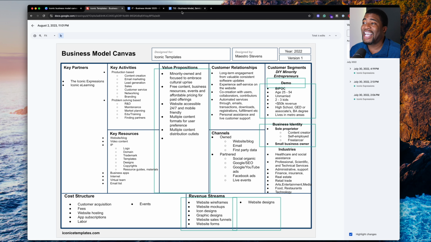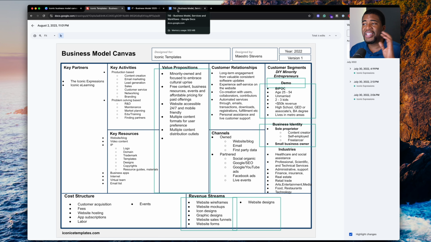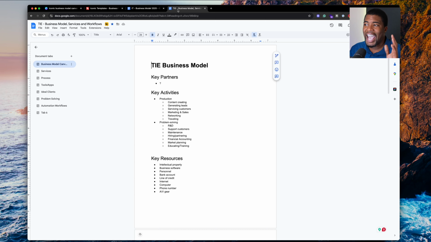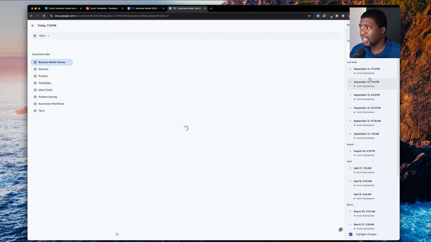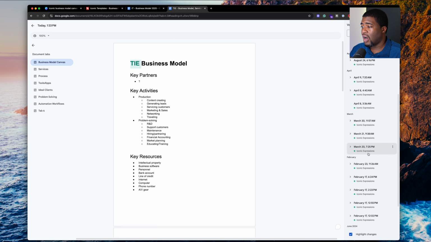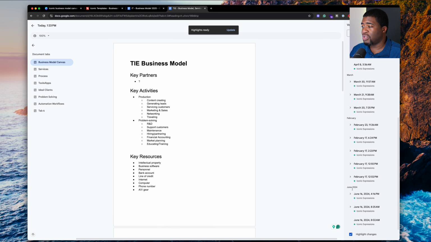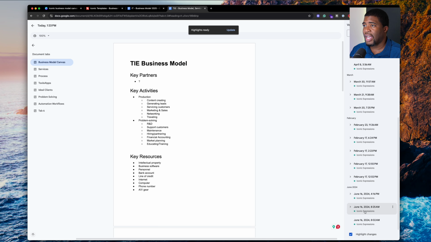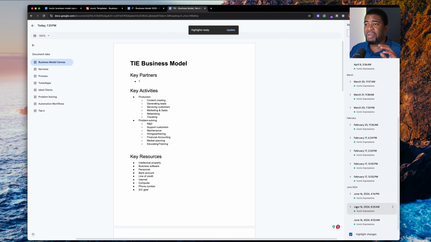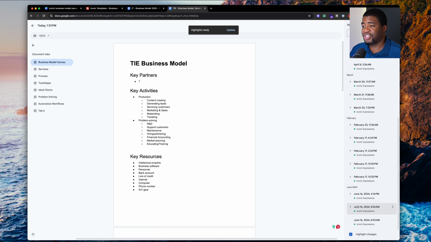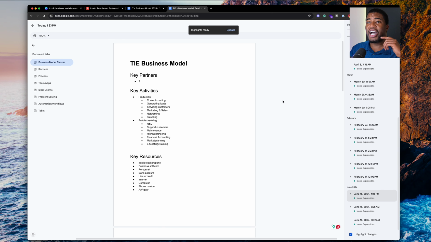But when it comes to my agency, there's a difference between the brand and the agency. My agency has history. What do I mean by that? If I click this button here, you can see all the way through June 2024, right? This is June 24 of this particular business model right here. That's history in the sense of I updated.